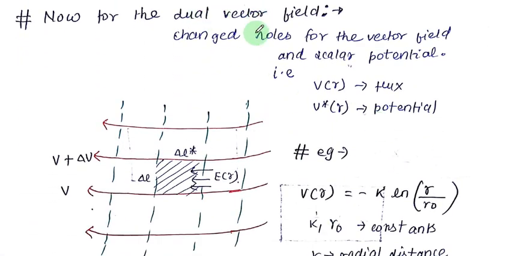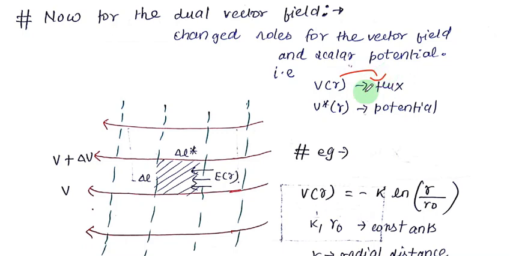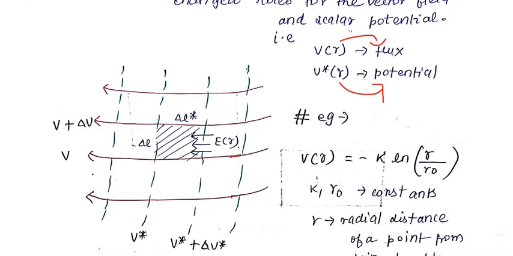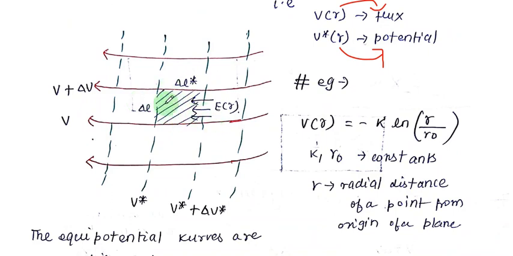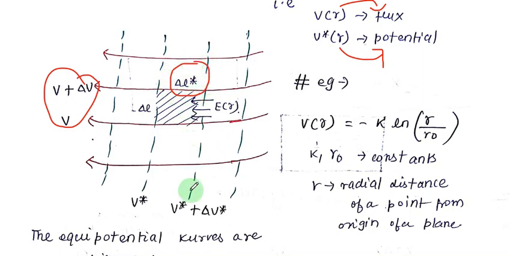So now for the dual vector, the roles change for the vector field and scalar potential. I already told that. Now this will serve as the flux, and this will serve as the potential function. So here we can see all the roles are interchanged. This is V plus delta V and V star. The electric field will now pass like that, and this will be the flux. As you can see, this component will be perpendicular to delta L, and delta L star will be parallel, and V star will be used for potential.